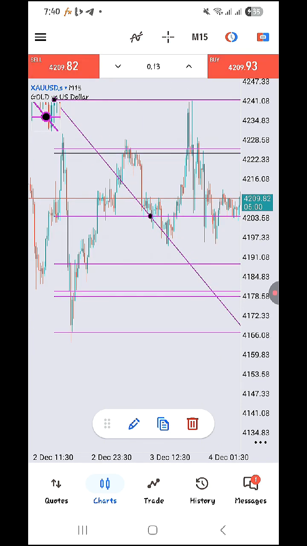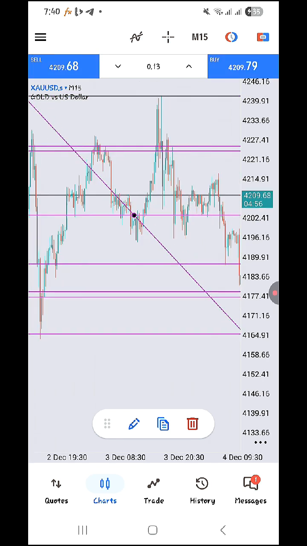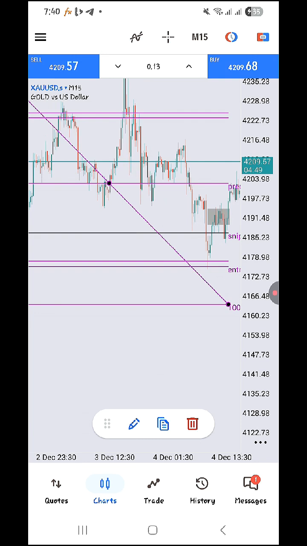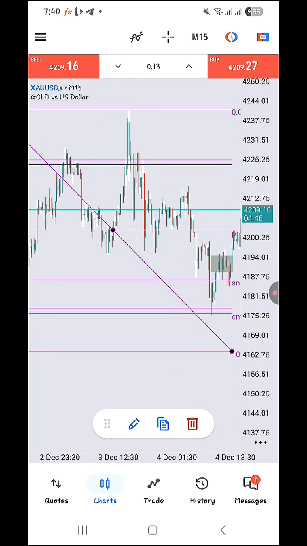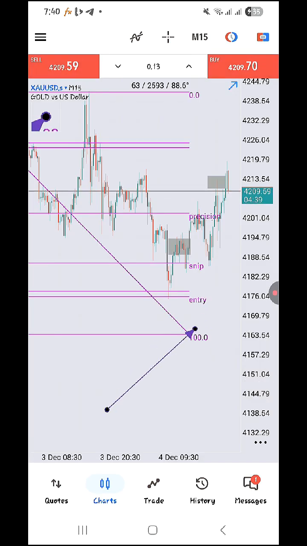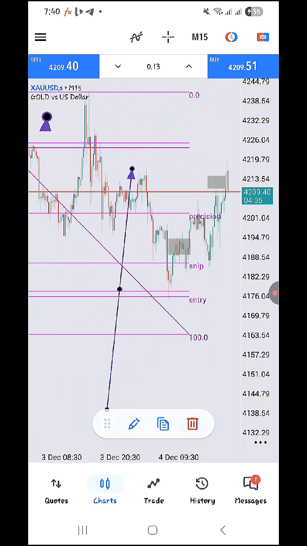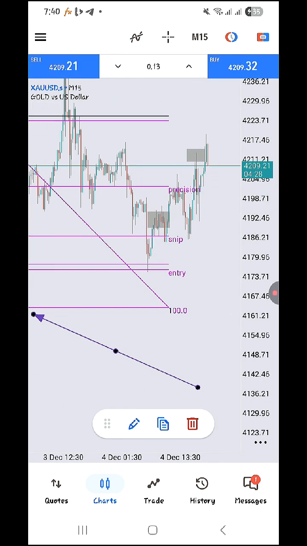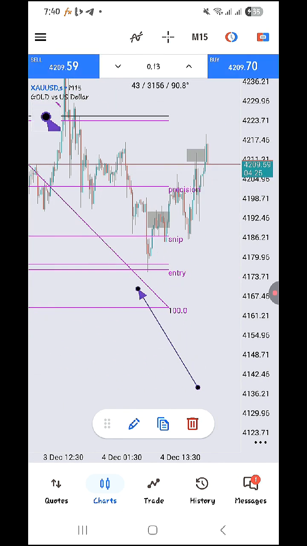So after that break of structure, you stretch your fib. You stretch to 100 at the bottom, and this high is 0. After you stretch this low to the upper 100, your entry zone was here.